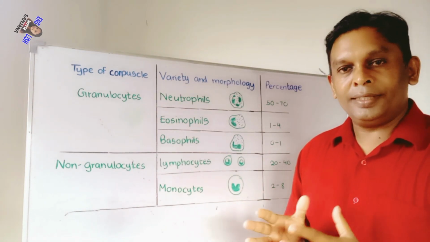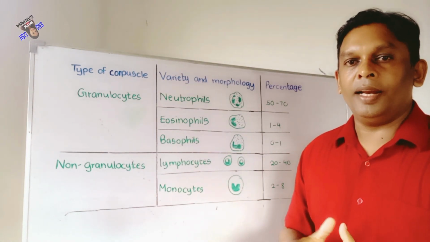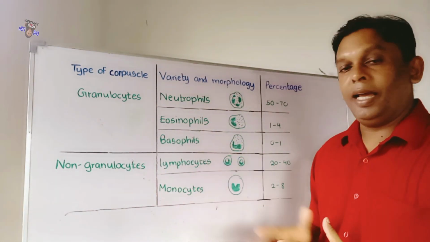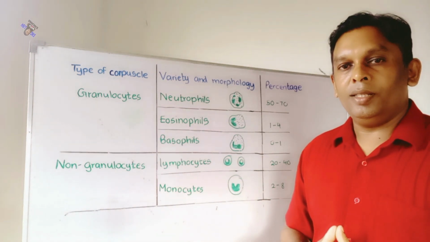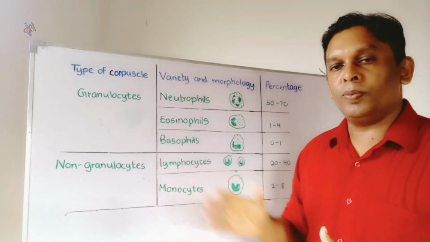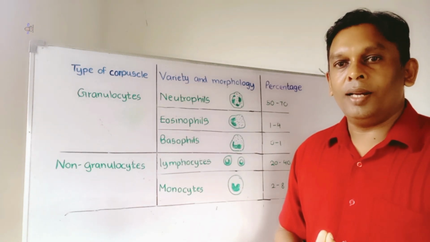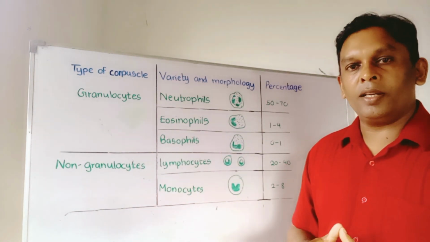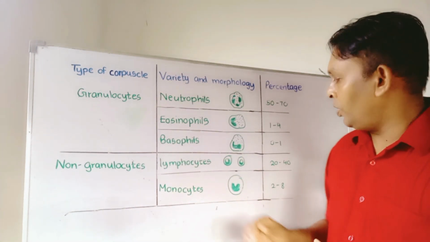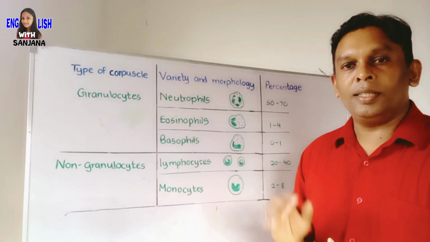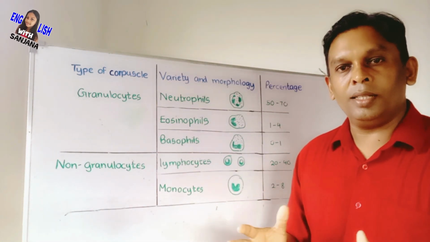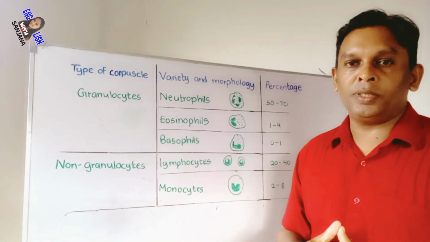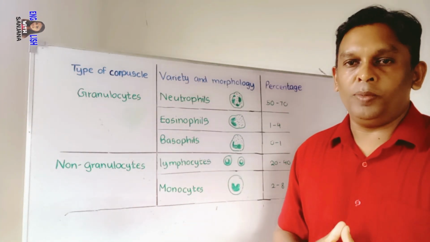Now we have the second category, non-granulocytes. Not like the other three types, there are no granules within the cytoplasm. That is the basic difference between granulocytes and non-granulocytes. When you observe lymphocytes, the first category of non-granulocytes, it has a nucleus at the center. This nucleus is larger than in the other white blood cells. Its percentage is 20 to 40% out of the total volume of WBCs.